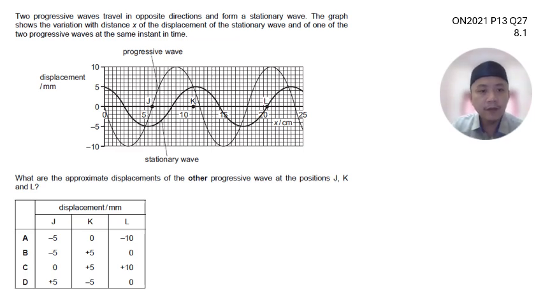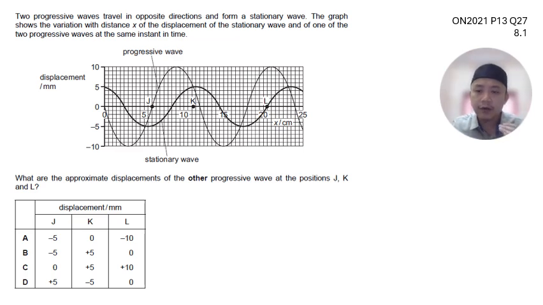Hello there. We have here a stationary wave question. Two progressive waves travel in opposite directions and form a stationary wave. The graph shows the variation with distance x of the displacement of the stationary wave and of one of the two progressive waves at the same instant in time.